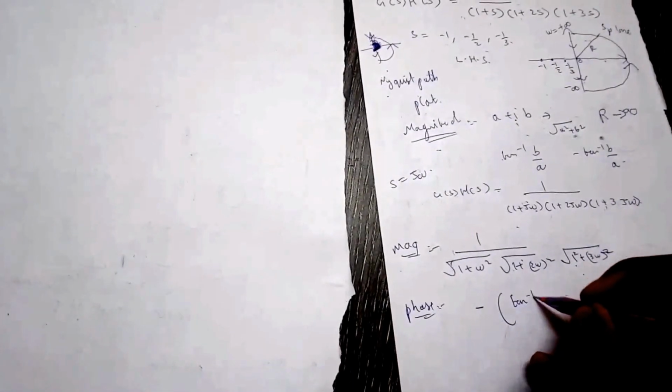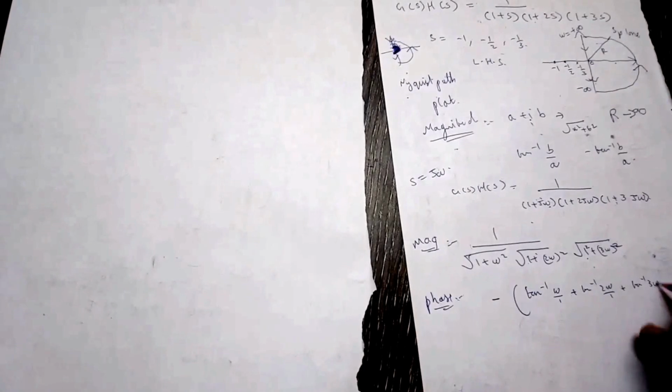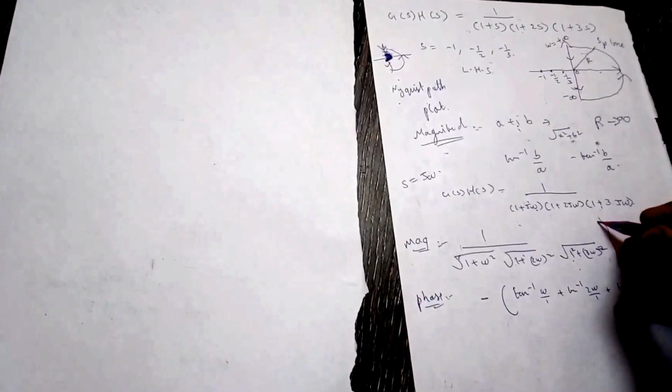Again, phase. Here as all the three factors are in the denominator, we will take a minus sign common and write it as directly tan inverse of omega by 1 plus tan inverse of 2 omega by 1 plus tan inverse of 3 omega by 1. This one is this one, 3 omega, we have written it here. This is b and this is a. And now we have obtained the phase equation and the magnitude equation for the Nyquist plot.